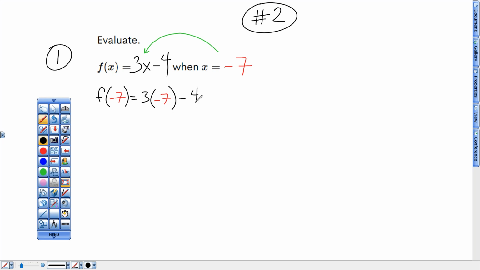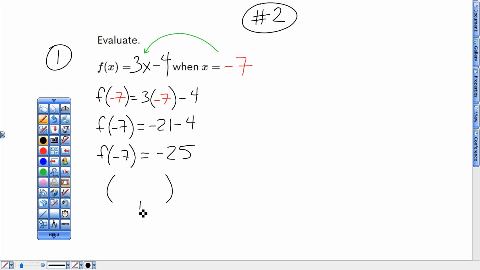Use that calculator. This gives you, when I plug in x is -7, I get -21 minus 4, and then that combines to give me -25. So when I plug in -7 for x, I get spit out for y -25. Or again, that coordinate, if I was to graph it, would be when I plug in -7 for x, I get spit out -25 for y. First word is best. Best.